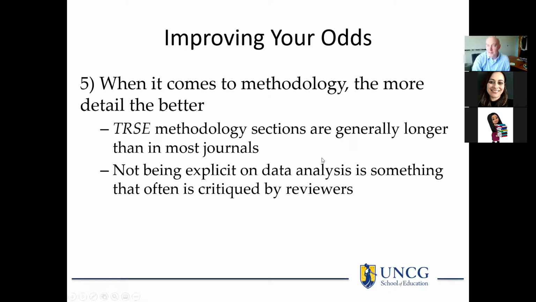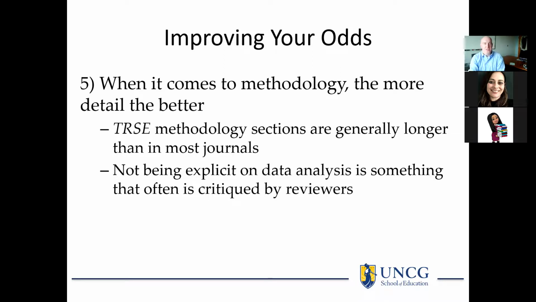And with TRSE in particular, it is an empirical journal. Don't skimp on your methods. Make sure you explain your methods in great detail. You'll notice if you read TRSE that our methodology sections tend to be longer than in most journals. Where reviewers really ding authors is in your data analysis.